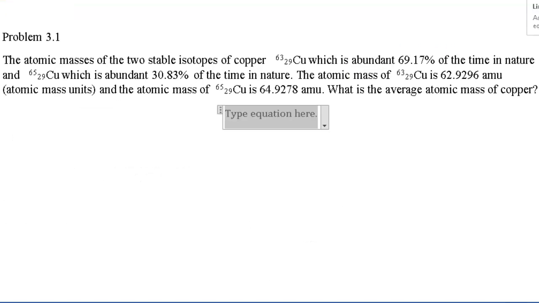Let's do a practice problem that involves determining the isotopes. So copper has 2 stable isotopes, a copper-63 version, which has a natural abundance of about 69.17% of the time. Yet there's another version of copper, the copper-65 version, which exists 30.83% of the time in nature. So we have the atomic mass of each version. Both of these are going to go into the atomic mass of copper that you see in the periodic table.